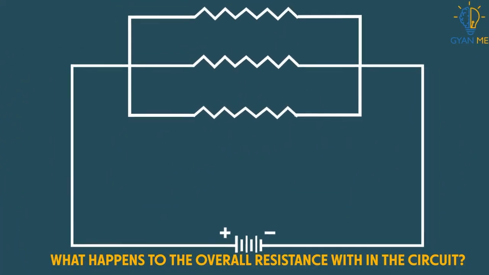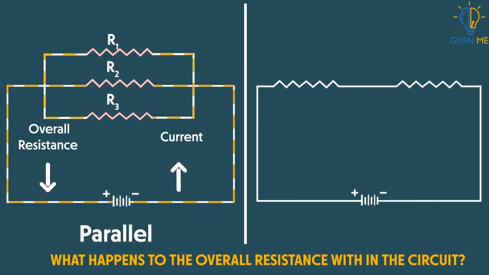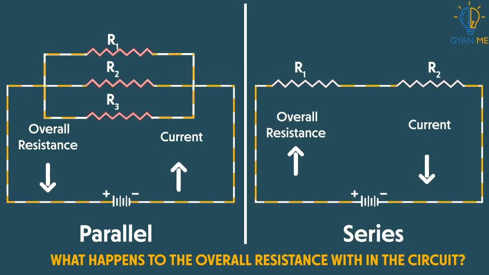This means that the combination in which the resistors are connected has a major effect on the overall resistance of the circuit, the total current in the circuit, and the current in each resistor.